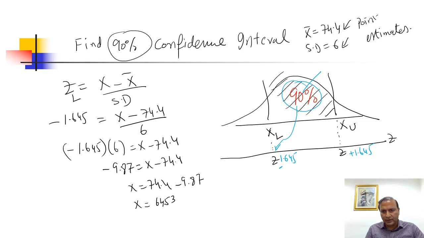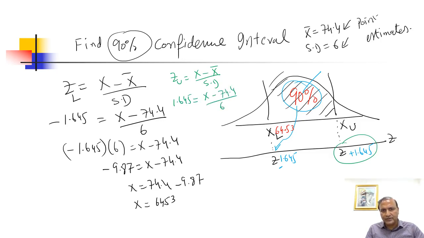Okay, so this number here is 64.53. And now I have to find the upper limit. For the upper limit, I have to use this value of z. So z upper is equal to (x minus x bar) divided by the standard deviation. So 1.645. Now I have to use a positive number, and then x minus 74.4 divided by 6. So it is 1.645 multiplied by 6 is equal to x minus 74.4.